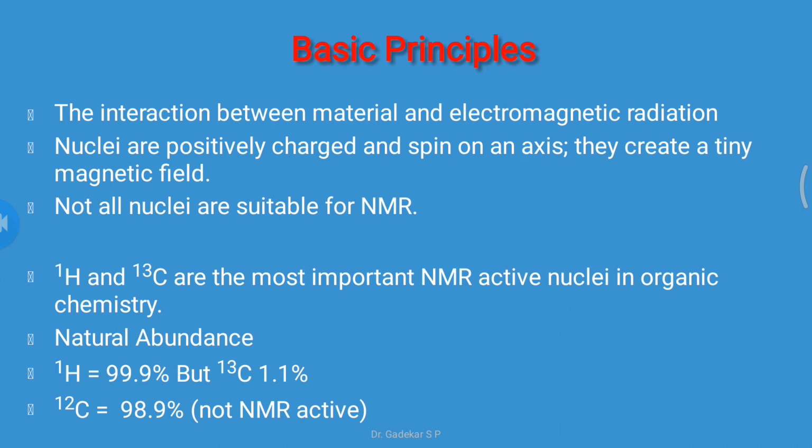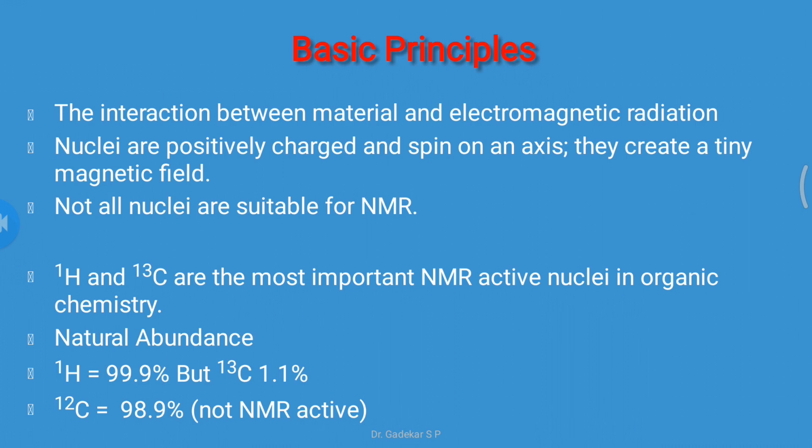In the interaction between materials and electromagnetic radiation, nuclei are positively charged and spin on an axis, so they create a small magnetic field. If they do not create a magnetic field, they are not suitable for NMR, or not NMR active. So all nuclei are not suitable in NMR. Those with spin quantum number I greater than 0 are suitable.